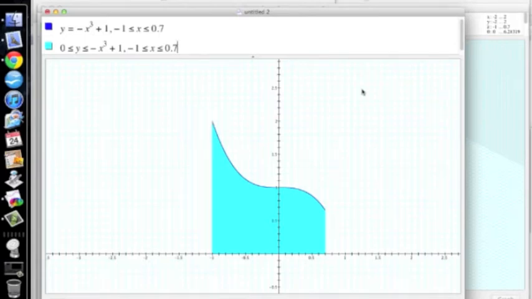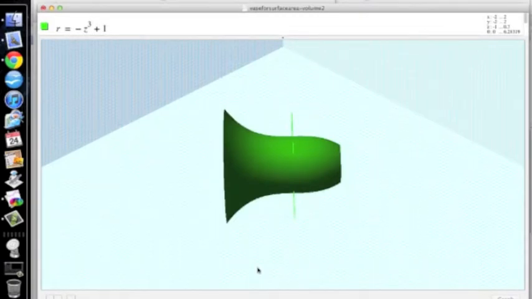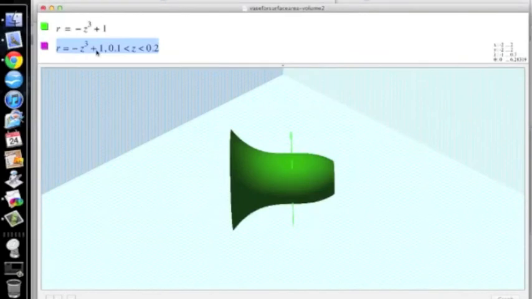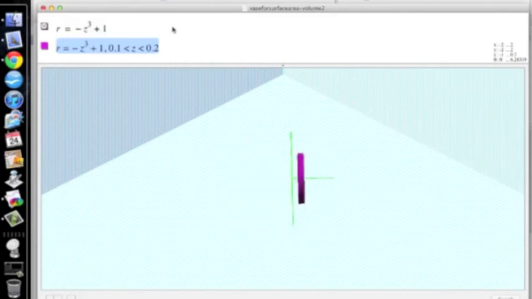So I've got this curve, y equals negative x cubed plus 1, and we're just chopping it from negative 1 to 0.7, and then rotating it around the x-axis, and so we're getting this, which is our nice little vase. To find the surface area of that vase, I'm going to cut it into little strips. And so you can see now that this is a strip of my vase.